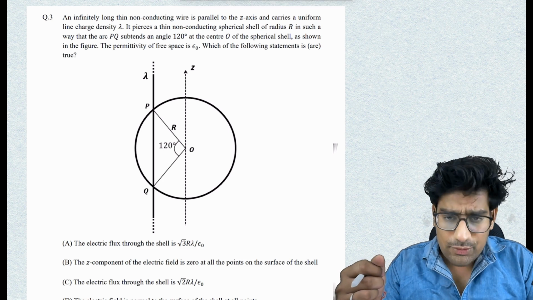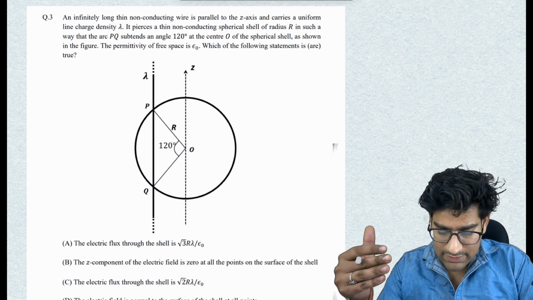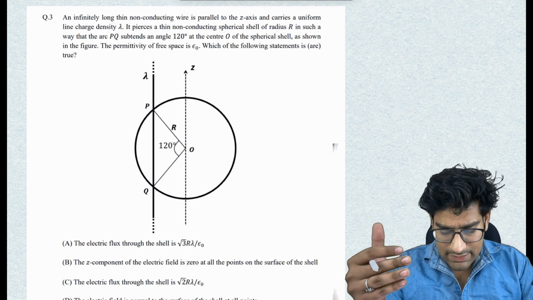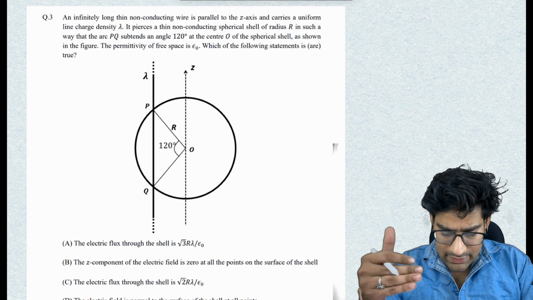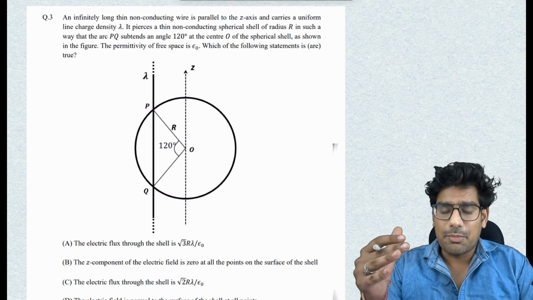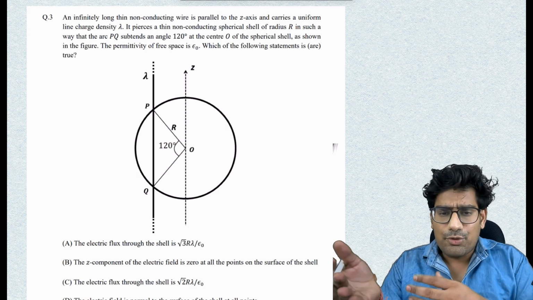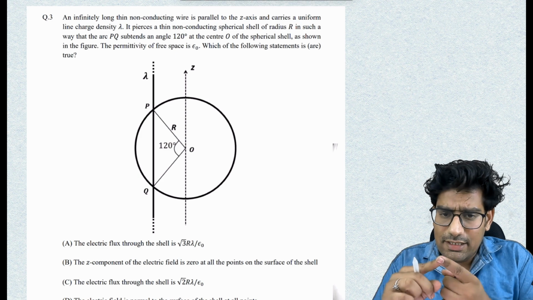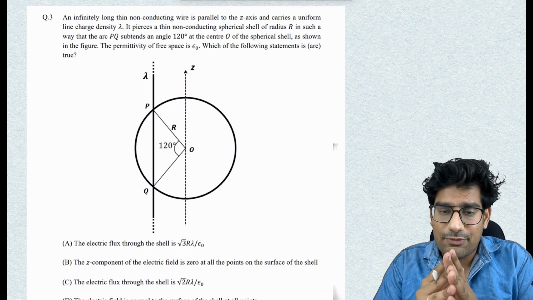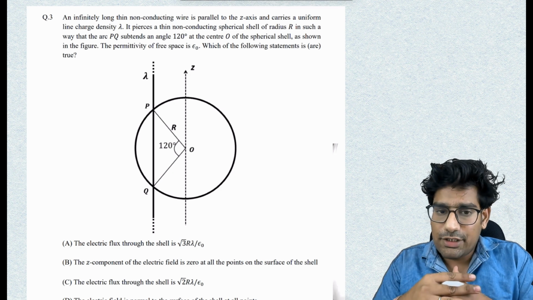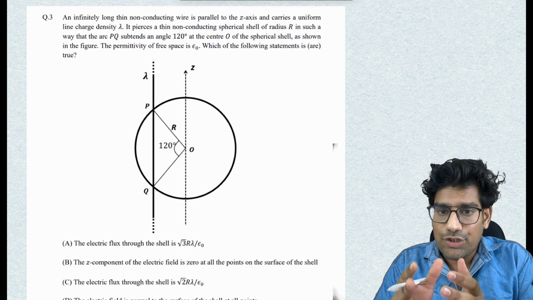Okay, so if you go through this question and look at the options, the first option says that the electric flux is this much, and the third option says that the electric flux is this much, and the second and the fourth options are asking about the electric field. So this is the approach for a JEE Advanced question. We will read the question and also go through the options once before solving it, so that we can get the idea of what all things we need to calculate. Then we'll proceed step by step.